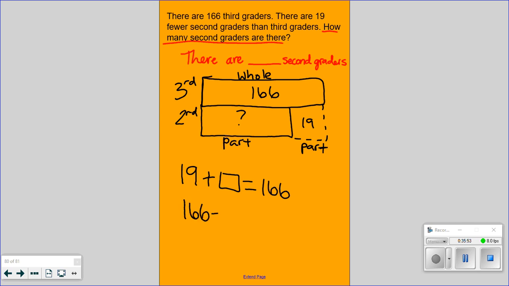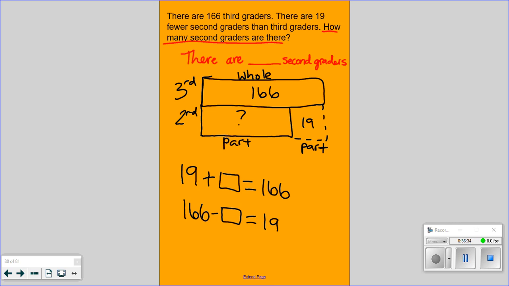I'm going to take away one of my parts. Which part would you like to take away? Heidi? No question. Whole minus a part means that I'm left with my other part. If I start with my total and I take away this section, all I have left is my other part. So far, so good? Yes.